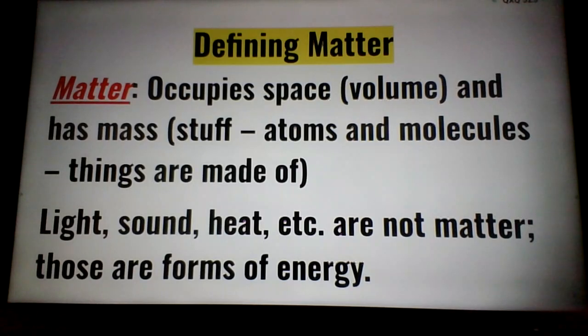Light, sound, heat, those are not kinds of matter, those are energy. Light has no mass, takes up no space. The same for sound and heat. Those things do not take up space, they have no volume, they have no matter, so they are different forms of energy. And there are also other forms of energy as well, such as magnetism and electricity, among others. But matter is anything that occupies space, which means has volume, and anything that has mass, which means is made up of atoms and molecules. Ready?